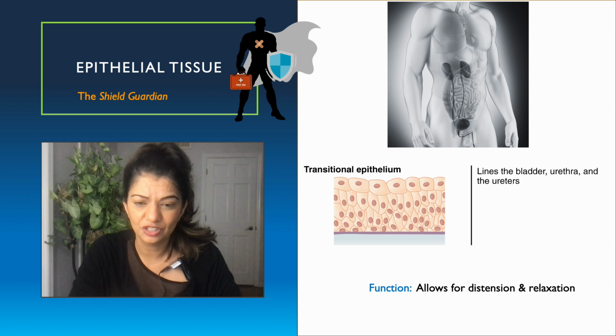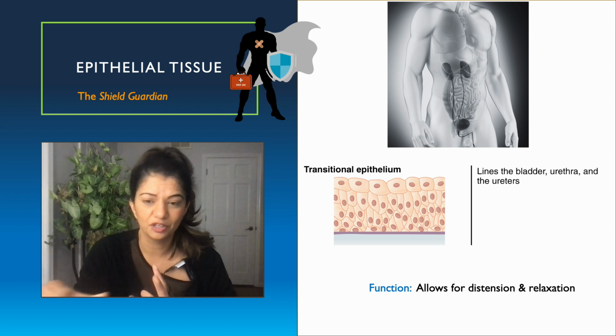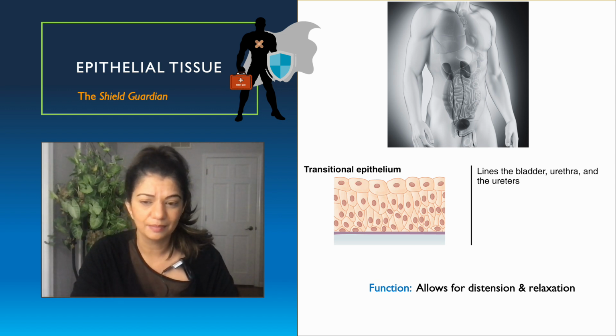Then we've got transitional epithelium, where it looks like a hodgepodge of cells, and this lines the bladder, urethra, and ureters, and allows for distension and relaxation of the bladder. And it is unique to this specific area singularly.